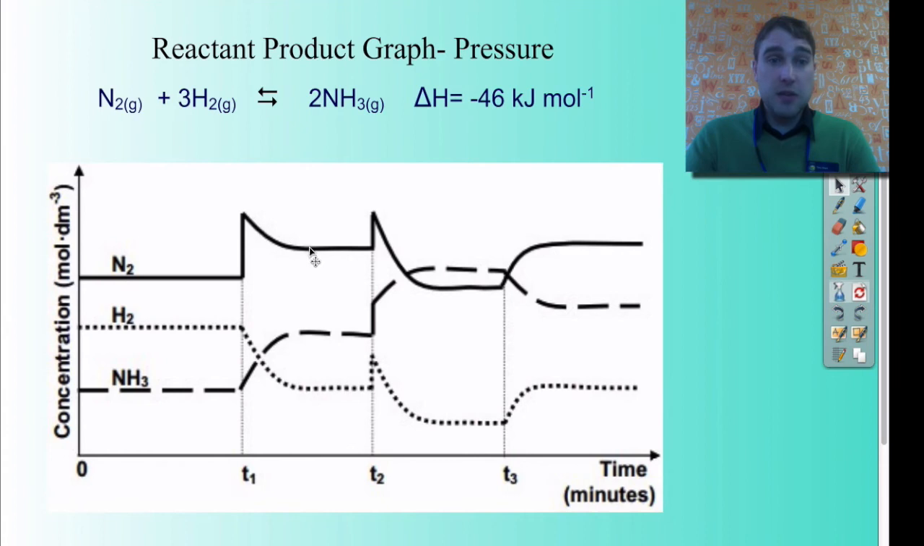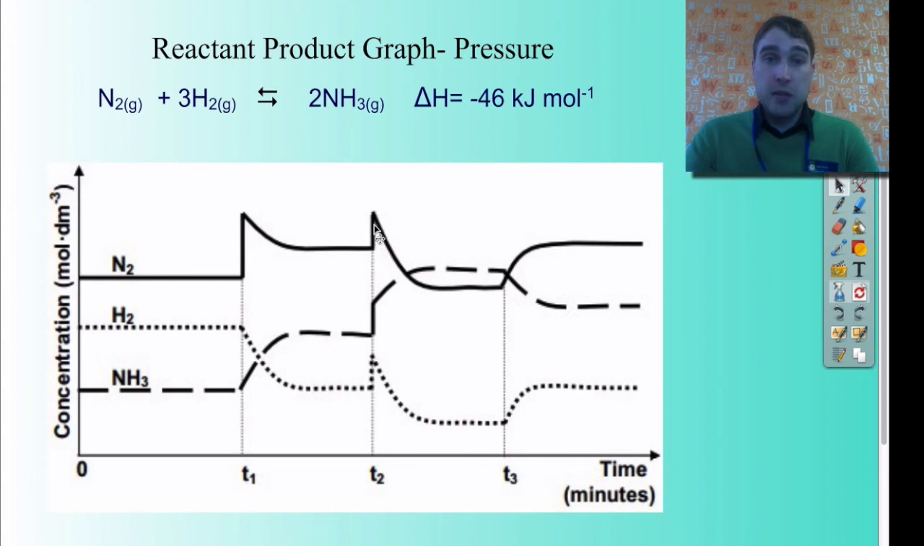That means the amount of nitrogen is going to decrease, the amount of hydrogen is going to decrease, and the amount of ammonia is going to increase because the equilibrium is going to shift to the right. So they've added nitrogen, so extra this, so it's going to shift over this way, so we're going to make more NH3. And that's what we see over here.